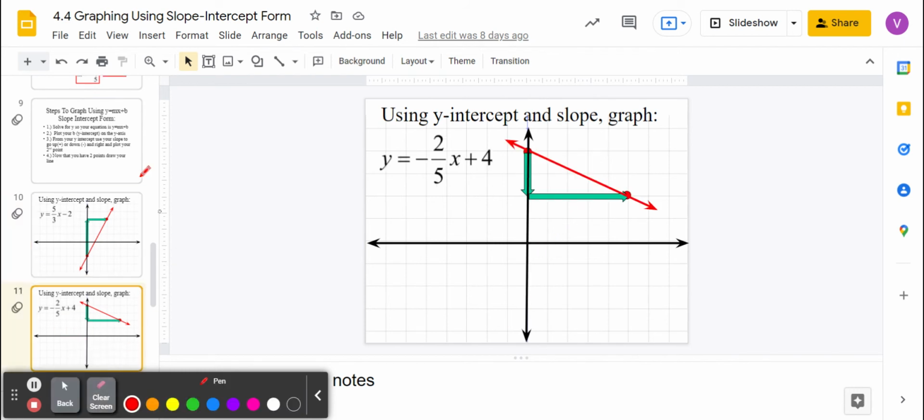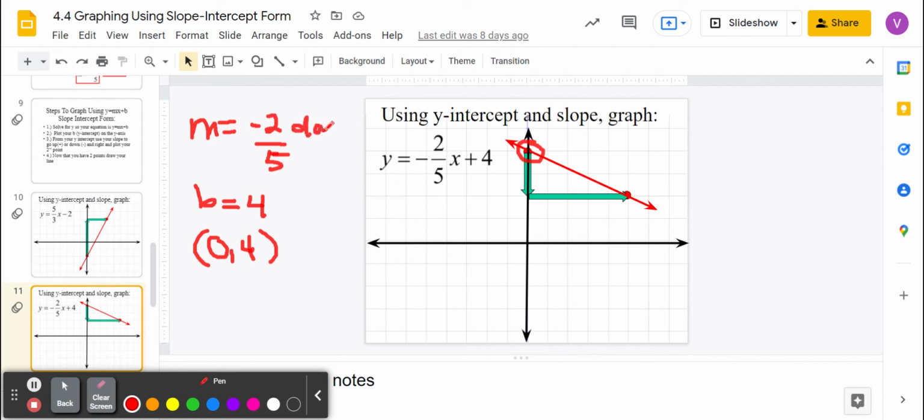Let's look at the second example. Y is equal to -2/5 x plus 4. So your slope here is -2/5. Usually when you have a negative fraction, you want to apply the negative to the numerator. And then your y-intercept is +4. So let's start at our y-intercept, which is +4. Find a +4 on your y-axis, which is right here. That's your starting point. Then your slope is -2/5. So it's going to be 2 units down, 5 units to the right.